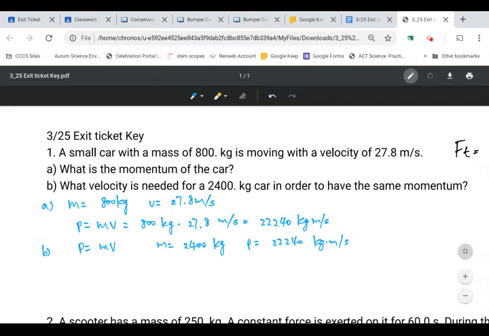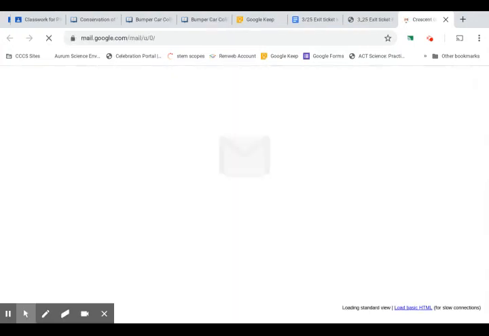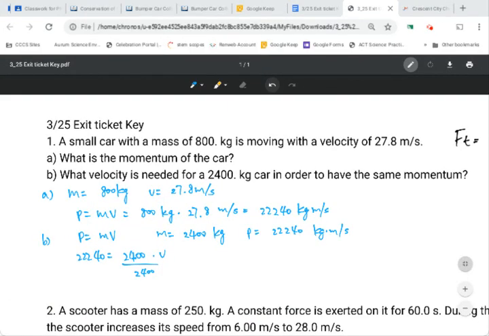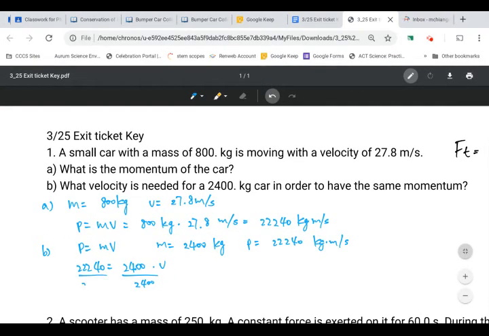And you plug in the numbers: 22,240 equals 2400 times v, right? Divide by 2400 on both sides. Your v equals 9.27 meters per second. Okay. All right, number 2.